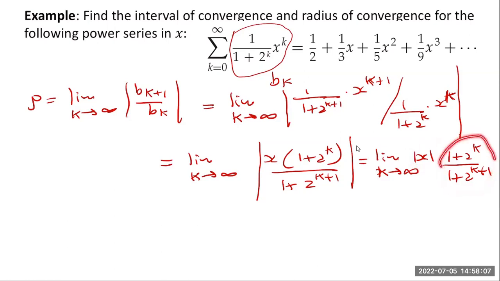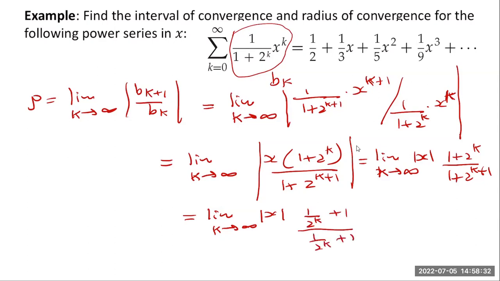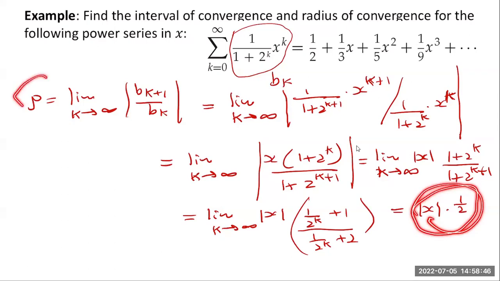To take the limit of this expression, you divide both top and bottom by 2 to the power k. If you divide both top and bottom by 2 to the power k, as k approaches infinity, you get 1 over 2 to the power k plus 1 divided by 1 over 2 to the power k plus 2. Now you can take the limit of this one. You will see that you get the absolute value of x times 1 half, or 1 half times the absolute value of x. This is your rho. For any x, this is your rho. We calculated our rho value.